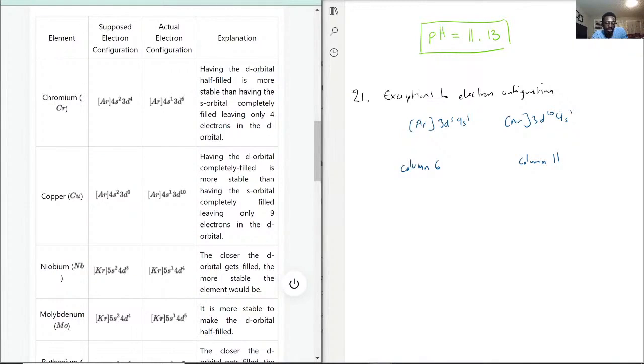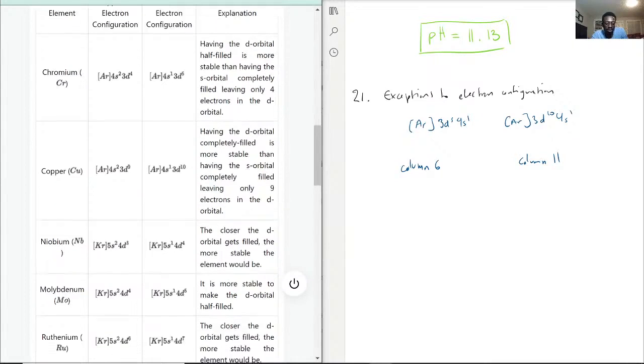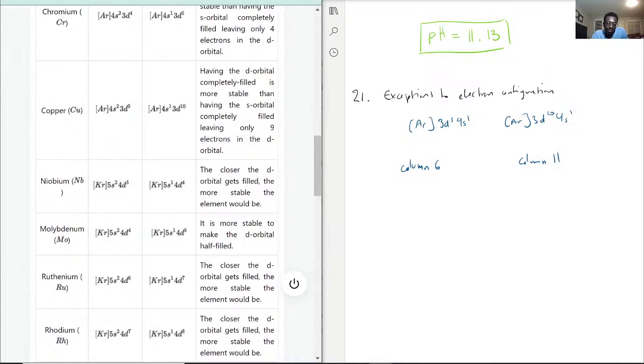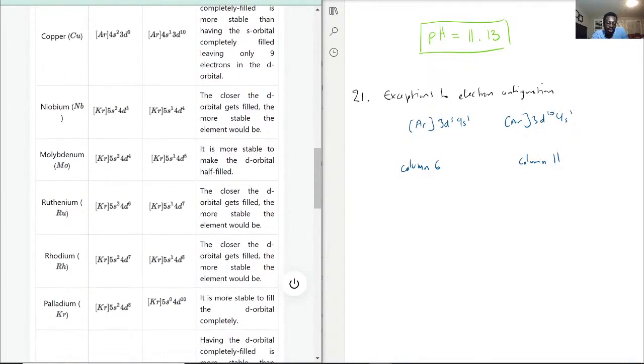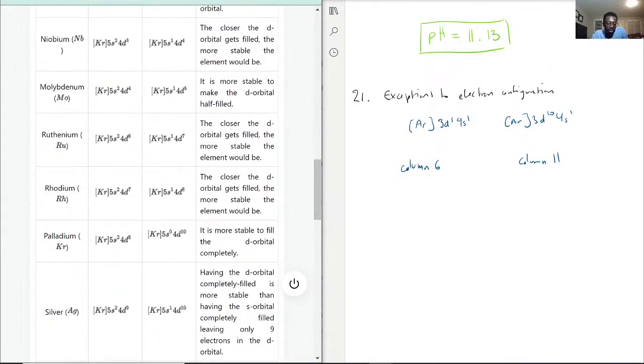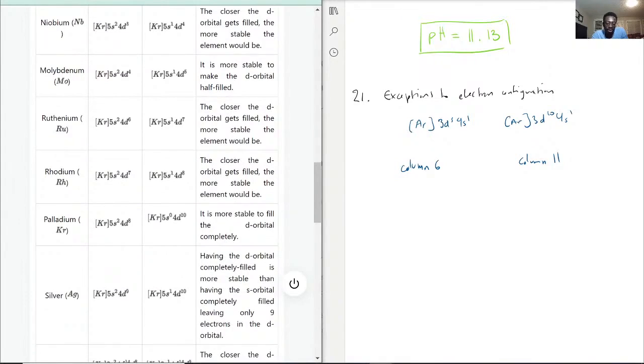While I would prefer the order to be changed for it to be 3D10 then 4S1. Niobium, 5S2 4D3. See, this one makes more sense because the d orbital is half filled, but it just says like, oh yeah, this one, the closer it gets, the more stable it will be. Same thing with this one. The closer the d orbital gets filled, the more stable. Same with that. And palladium literally does what we discussed that shouldn't happen. We just got rid of the whole orbital, because we tried that and said it was wrong.